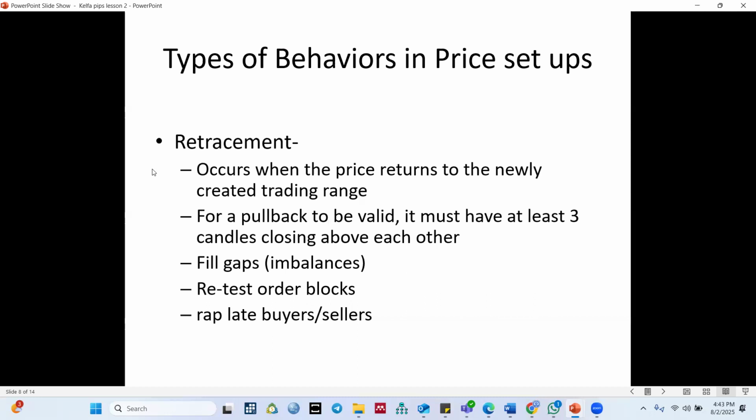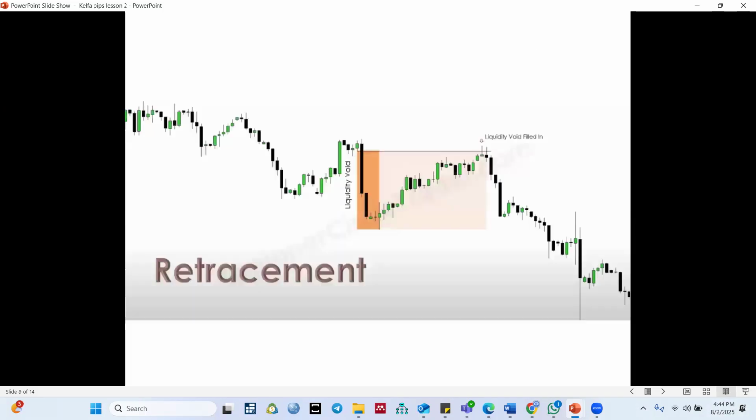Retracement will also happen in order to fill imbalances or fair value gaps, to retest order blocks, and to put late buyers or sellers into emotional torture. Those who bought late or sold late, when the pullback happens, it will put them in a loss and they will fear, they will close the trade or the account will blow. And after the pullback, price will move to the intended direction.